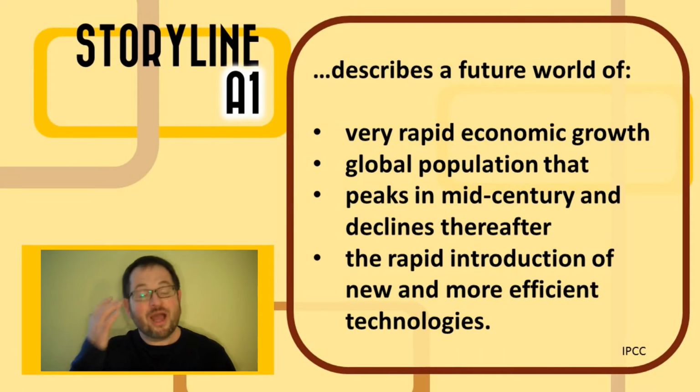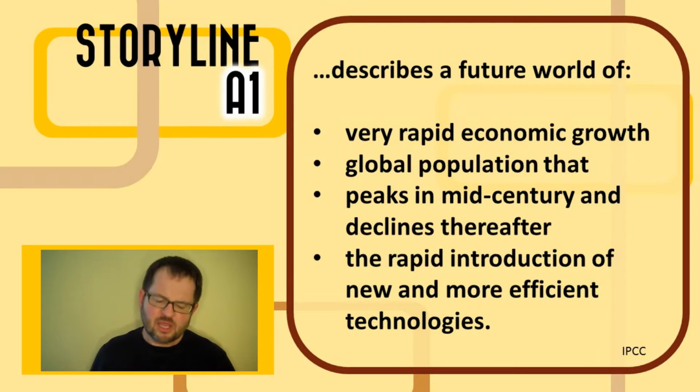Now, you do actually have to know these by their letter number combinations. For example, the first storyline that we're learning is called A1. A1 is sort of the world as we have it. A1 describes a future world of very rapid economic growth, the kind of thing that we've seen in the last 20 years or something like that. We just say it keeps happening.